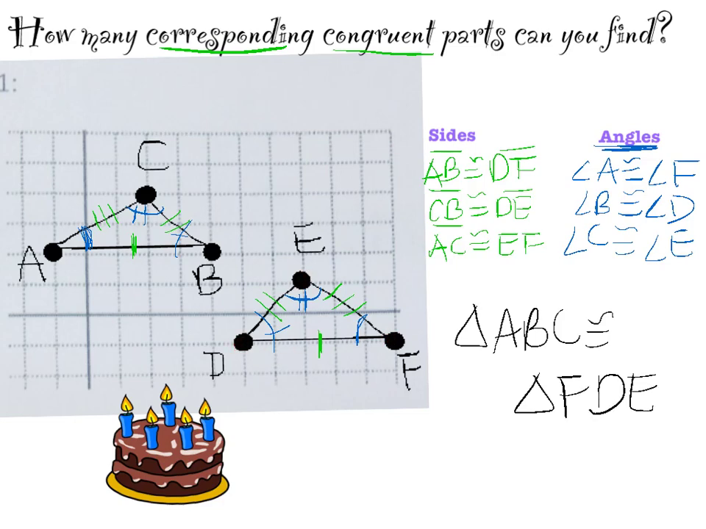FDE. The order of the points is very important because it shows that angle A is congruent to angle F, angle B to D, angle C to E.